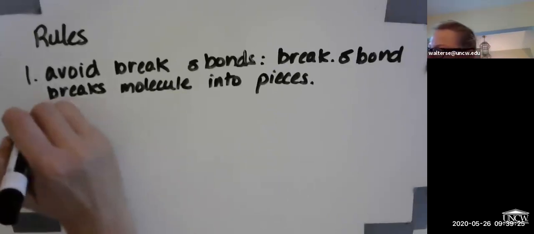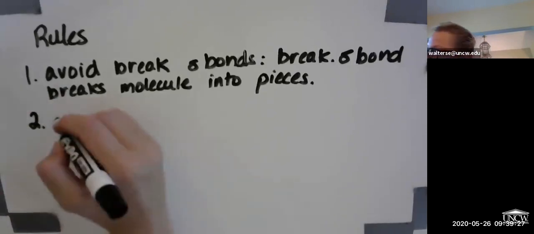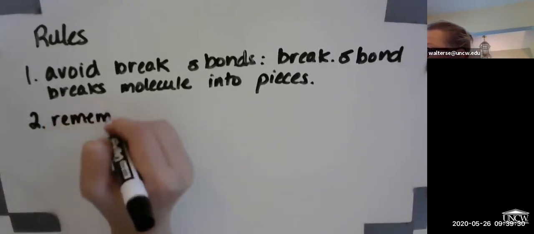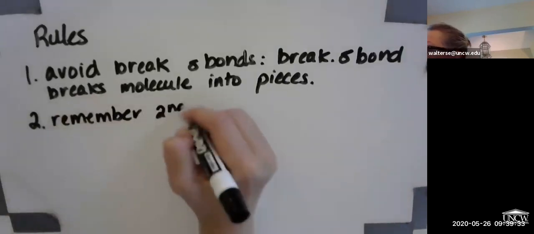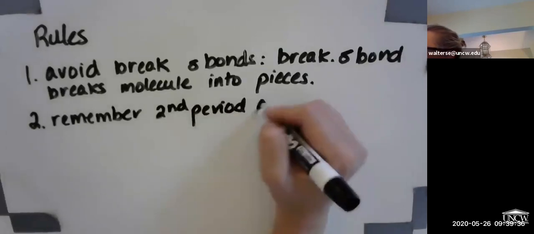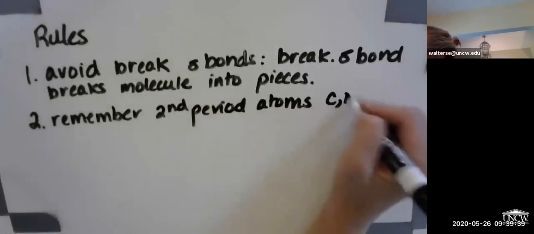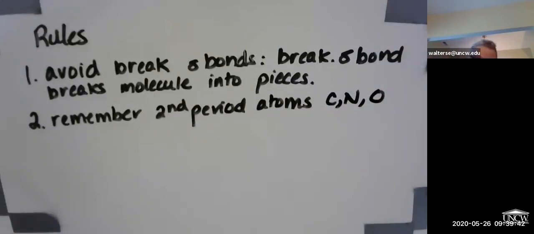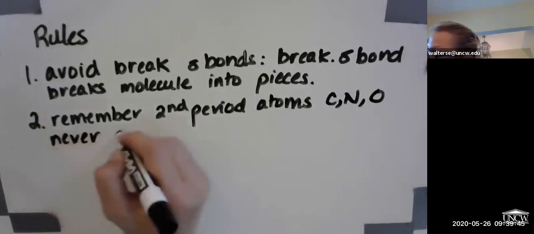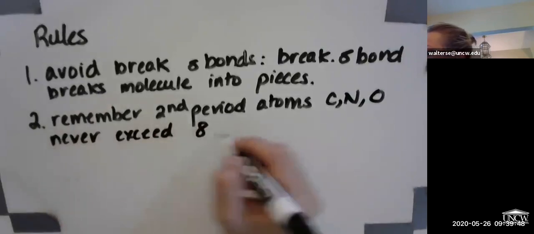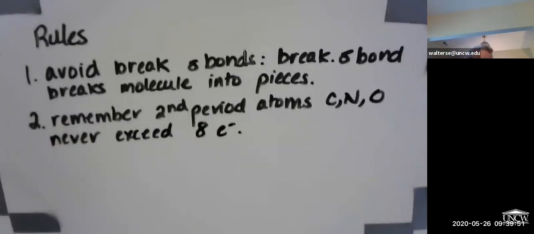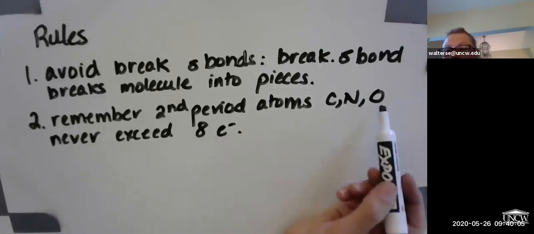The second rule is that you have to remember that second period atoms, like carbon, nitrogen, and oxygen, never exceed 8 electrons. So you cannot break the octet rule. The easiest way to consider whether or not you have drawn a good structure is to see how many electrons you have touching any of your second period atoms.